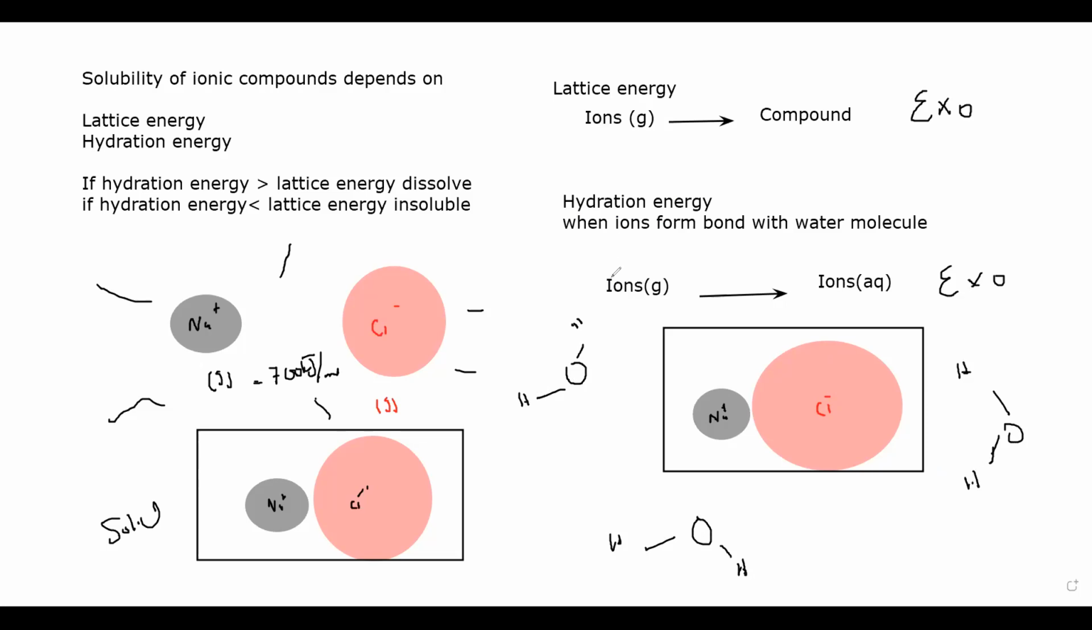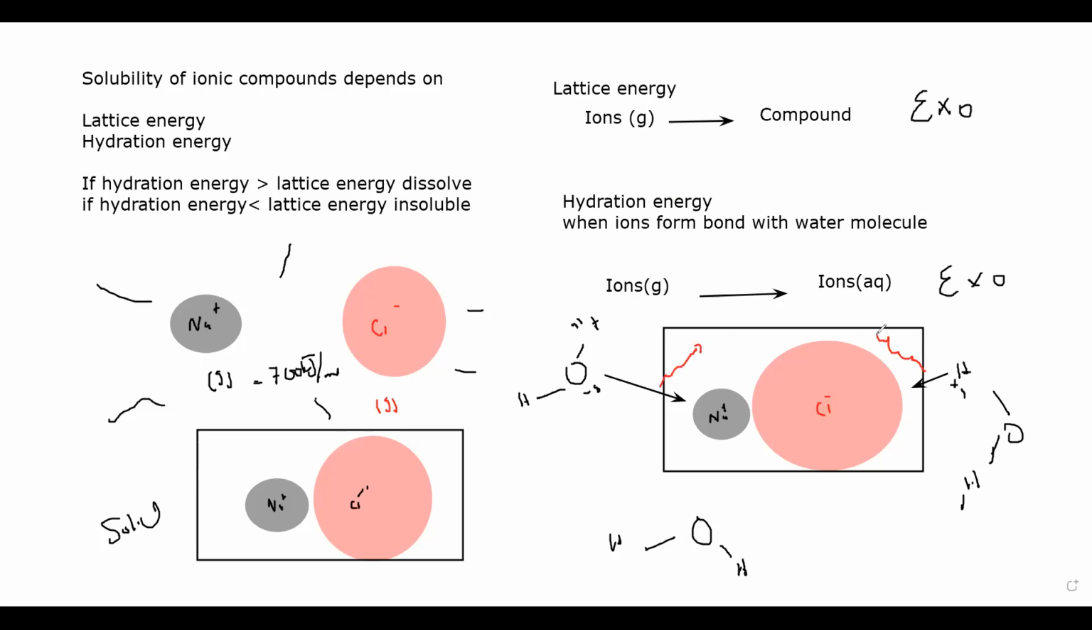Now what happened? This oxygen, which is partial negative, is attracted towards sodium, and hydrogen, which is partial positive, is attracted towards chloride ion. So when these dipoles are attracted towards the opposite ion, they try to form a bond. When water molecules form a bond with the ions, bond forming is exothermic, so they will release energy.